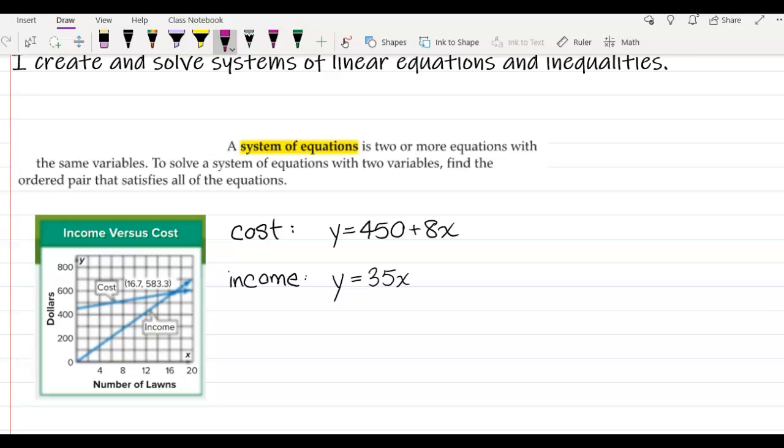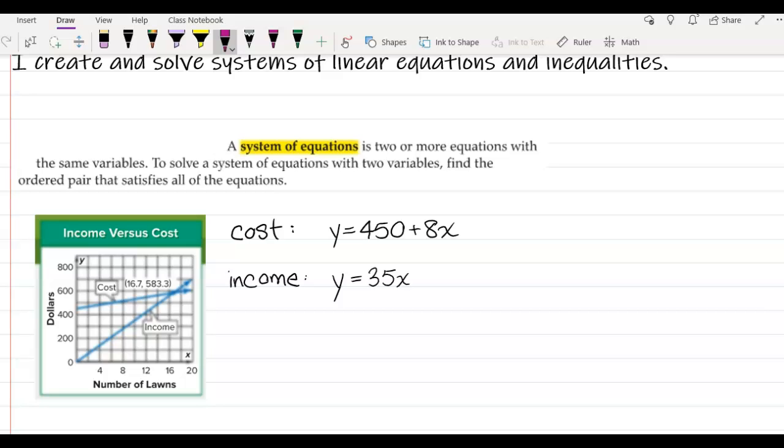It costs $450 for the lawnmower plus $8 for every yard. Maybe that's how much gas it costs, $8 in gas. And then you can charge $35 per yard. So that would be our other constraint. When we graph these constraints, these equations, we can then see visually how many yards I have to mow before I break even and start making money.